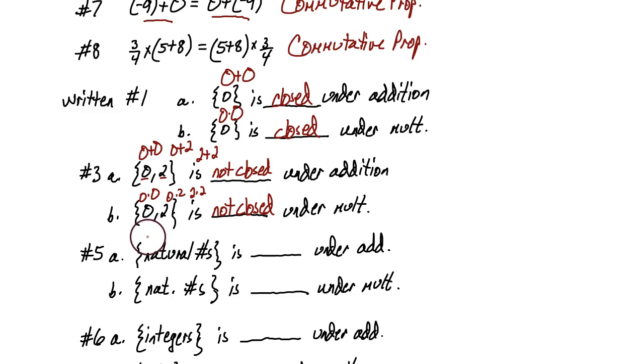Number 5, is the set of natural numbers closed under addition? If you add together any natural numbers, do you get a natural number? 1 plus 1 makes 2, which is a natural number. Another example would be 1 plus 10, which makes 11, which is a natural number. Or 3 plus 6, which makes 9, which is a natural number. So this is closed. If you multiply natural numbers, do you get a natural number? 1 times 1 does make a natural number. 3 times 6 does make a natural number. So this is closed.